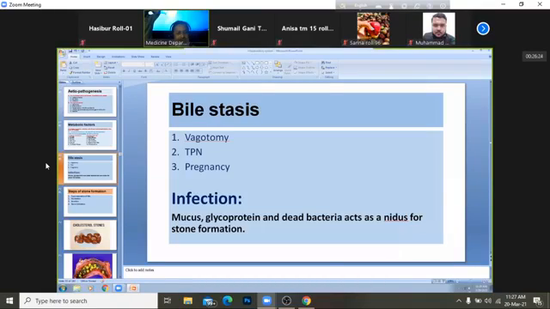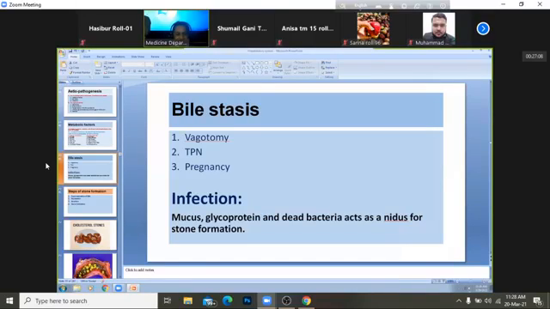So due to vagotomy, total parenteral nutrition, and pregnancy, there is a possibility of relative stasis of the bile, and that might be the responsible factor for formation of the stone. And lastly, infection. Whenever there is infection in the gallbladder, there is production of mucus or mucopus, or formation of dead bacteria or glycoprotein. All these materials might act as a nidus or center on which the solutes can deposit to form the stone. So in this way, the infection can contribute.